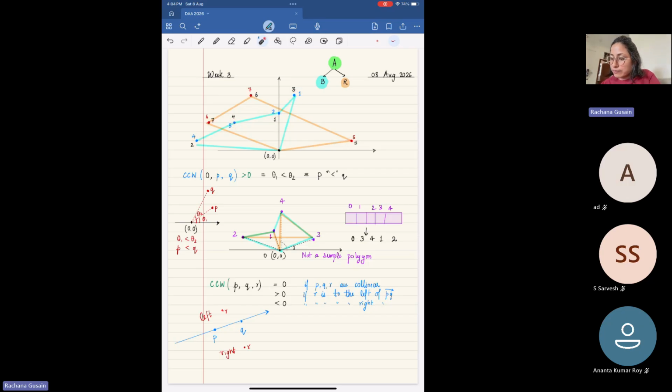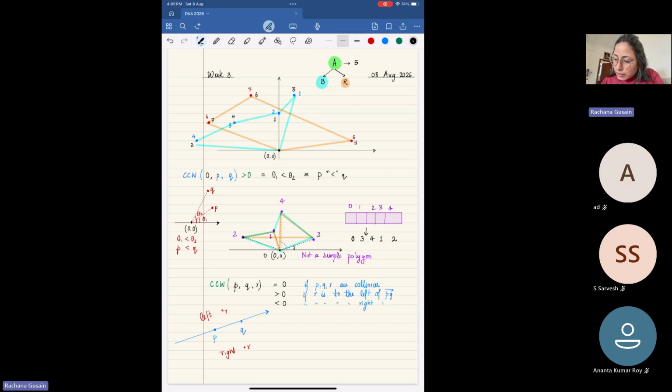Now I want to merge them. Look at the first point in the array B. It is this point. Look at the first point in the array R. It is this point. So I'm going to compare these 2 points. And which one should come first between these 2 points? The red point, 5. Point number 5. So in the array A, at the first index, I'll have point 5.